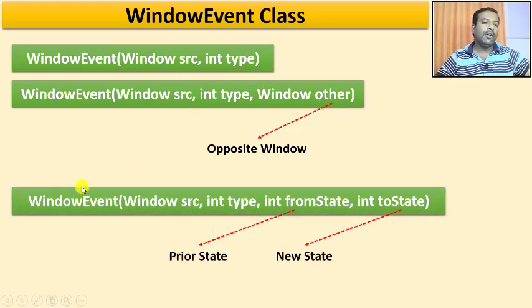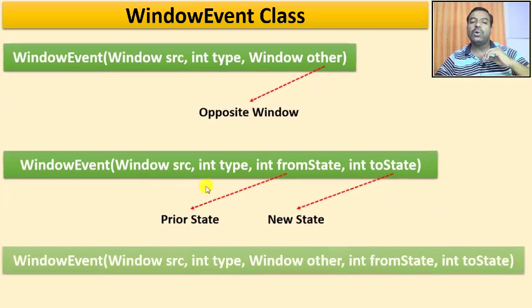And I am going to have one more constructor, which is going to take two more parameters along with the type. That is, what is the state of the window: the previous state and the new state. If you want to know the previous state of the window, it was minimized and later it was closed, or it was opened then minimized, or it was minimized then maximized. If I want to know the previous state and the current state, I am going to use this type of constructor.